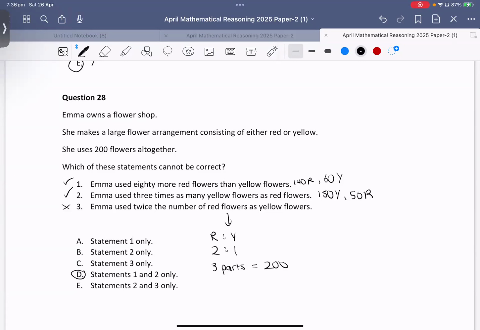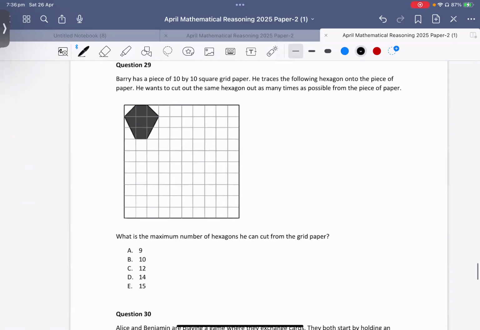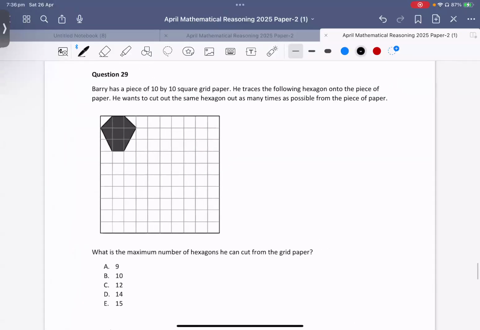Okay, cool. Question 29. Question 29 says, Barry has a piece of 10 by 10 square grid paper. He traces the following hexagon onto a piece of paper. He wants to cut out the same hexagon as many times as possible from this piece of paper. What is the maximum number of hexagons he can cut from the grid paper?